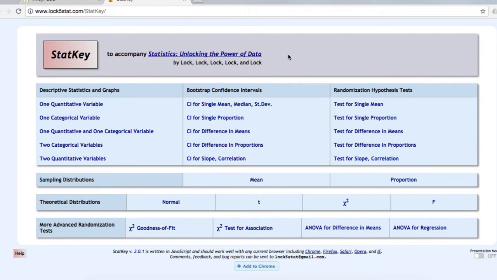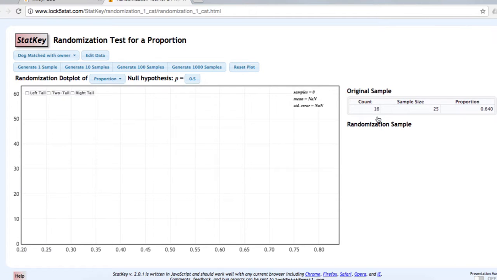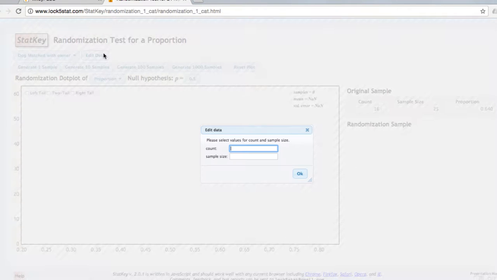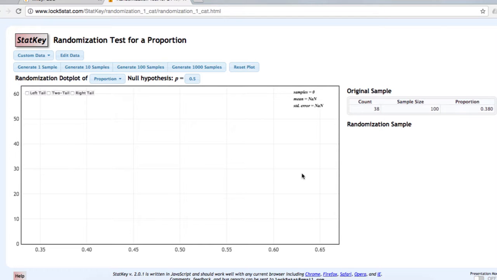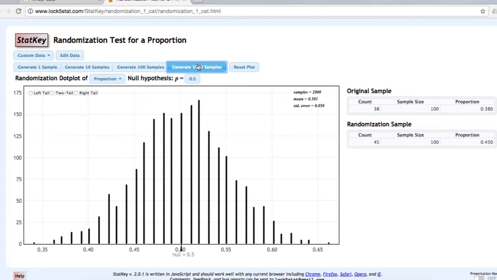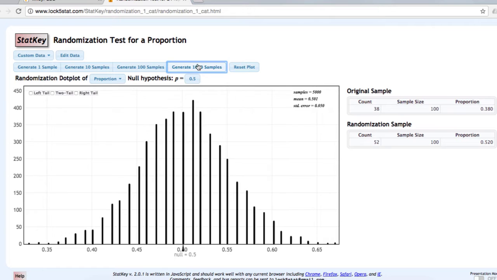This is a randomization test for a single proportion. Need to edit the data. So in our sample, there were 38 out of 100. And the null hypothesis was that P equals 0.5, and our alternative hypothesis was that P is less than 0.5. Let's generate a few thousand randomization samples. I usually like to take at least 5,000 samples. Your textbook sometimes will tell you to take at least 8,000.